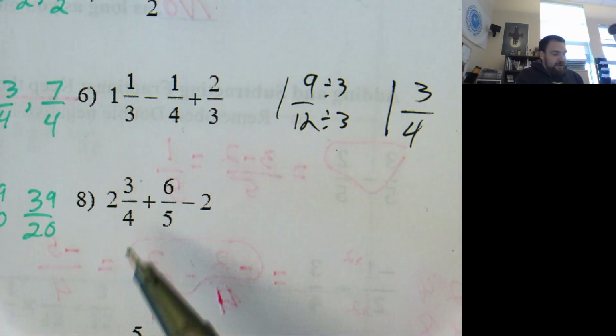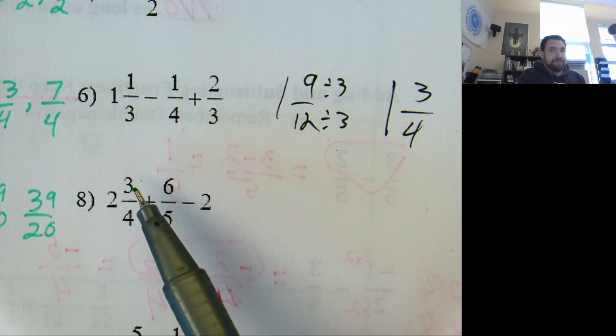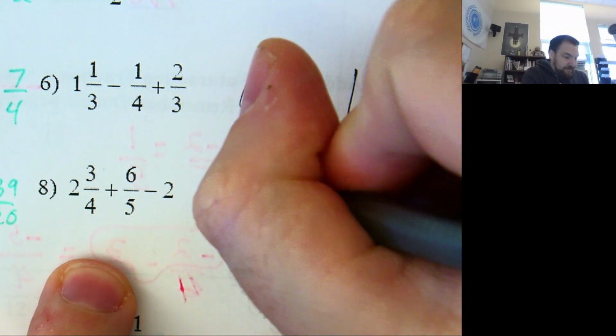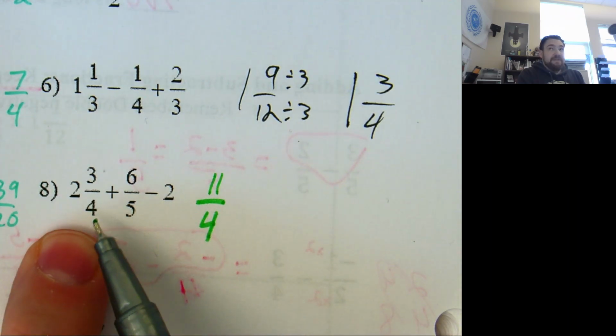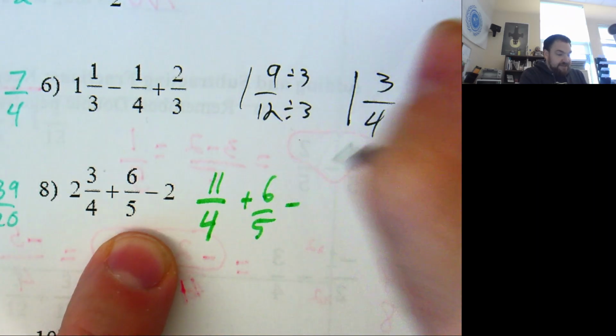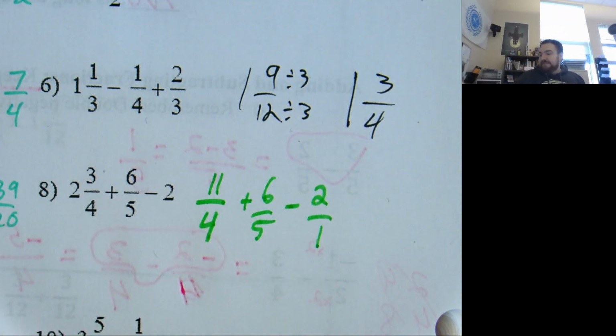So mixed to improper, there's a mixed number. Let's make it improper by taking the denominator, I multiply it to the whole number, add it to the numerator. So 4 times 2 is 8, 9, 10, 11. You've got multiplication tables. You've got a number line you can use, or we can start to slam those into our head. So the first one's going to become 11 over 4, plus 6 over 5 minus, and that whole number is going to be a whole number over 1.